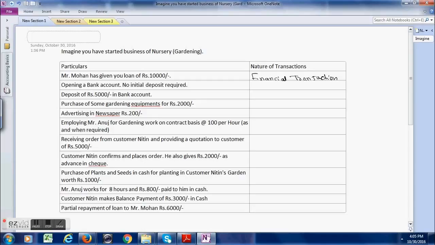Okay. Then the next is opening a bank account and no initial deposit is required. You just have to sign some forms and complete all the formalities. So is there any give and take of money involved in this? No. Any give and take of goods? No. Asset? No. So this is not a financial transaction. Third is deposit of 5,000 in bank account. Now you had cash, you deposited it in the bank. So is there a give and take of money? Yes. So it's a financial transaction.